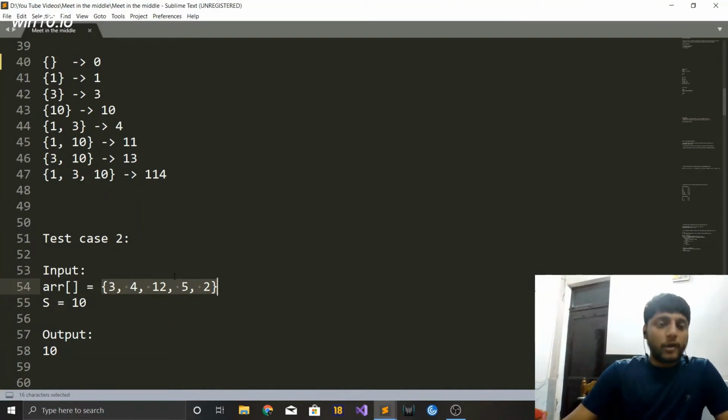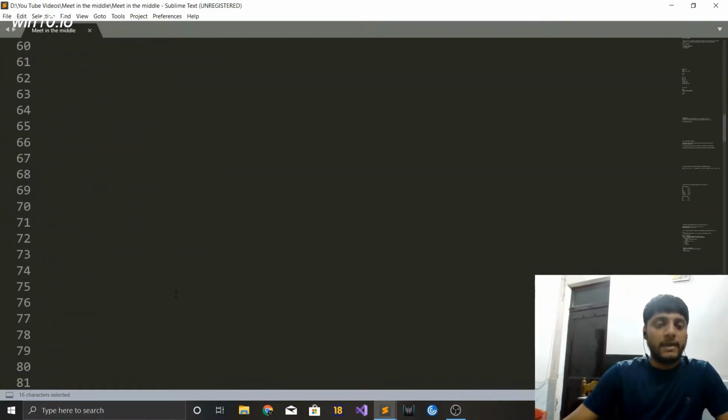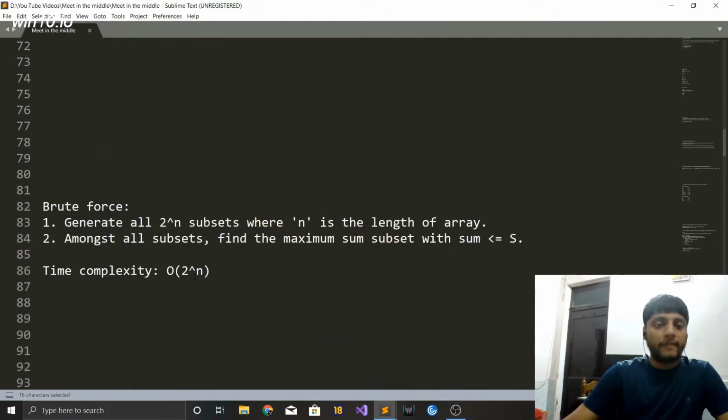Let's first talk about the brute force solution. The brute force solution is very simple. You generate all the possible subsets for the given array, and among all those generated subsets, you try to find the maximum sum subset having sum less than or equal to x. The time complexity for that would be order of 2 raised to power n, that is exponential. Since the maximum value of n is 40, this cannot pass the time limit.